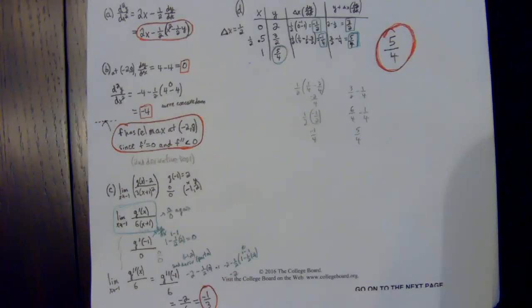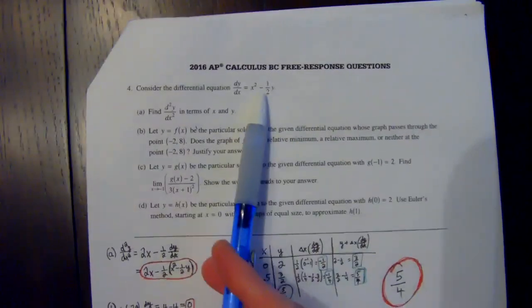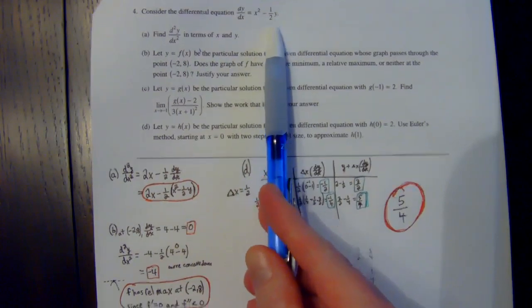I think we'll like this problem here. They give us a first derivative. Part A wants us to find the second derivative. So we're going to do the derivative of x squared is 2x. The derivative of that is going to be 1/2.